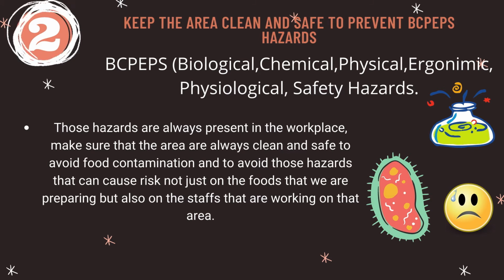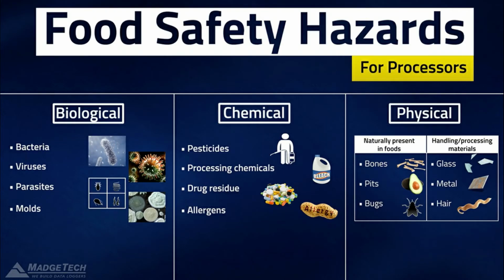Make sure that the area are clean and safe to avoid food contamination and to avoid those hazards that can cause risk not just on the food that we are preparing but also on the staffs that are working on that area. Here are some examples of food safety hazards that is involved in foods. For biological, we have bacteria, viruses, parasites, molds, and for chemical, we have pesticides, processing chemicals, drug residue, allergens. And for physical, we have hairs, pits, bugs, and glass, metal.